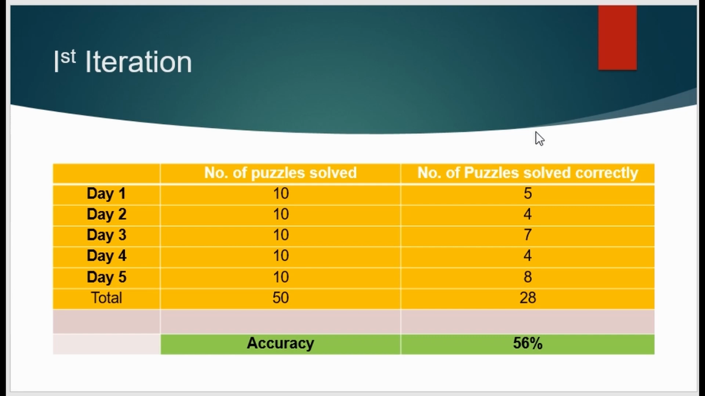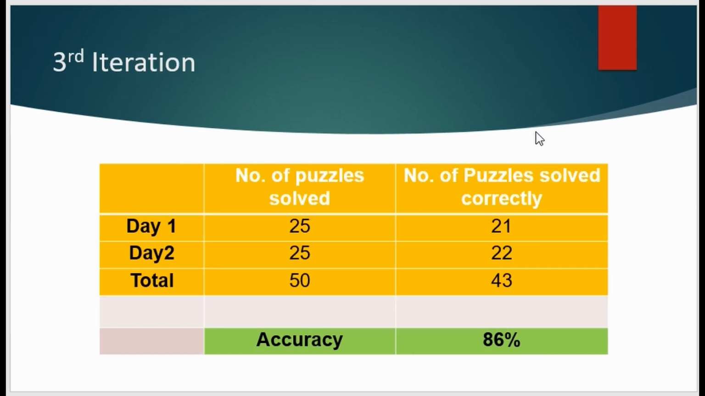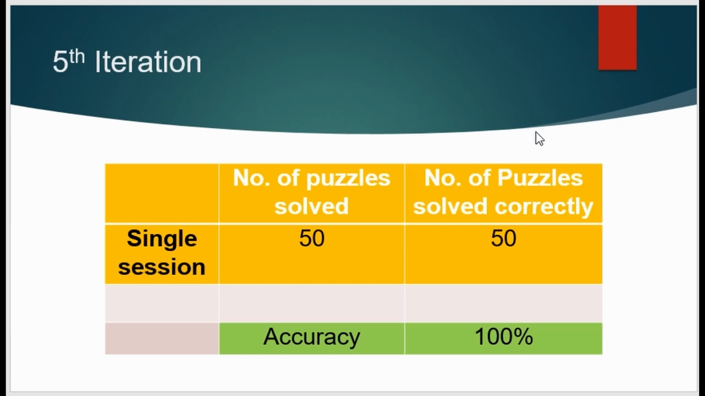In the next iteration, we might plan to solve all the puzzles in 3 days, and again we need to feed correct answers for our mistakes. Typically, the accuracy will increase, and in the next iteration, we may plan to solve in 2 days. Again, we see that the accuracy improves, and finally we try to solve all the puzzles in a single session. If we don't get 100% accuracy, we repeat this process till we get 100% accuracy. So this is how the Woodpecker method works.